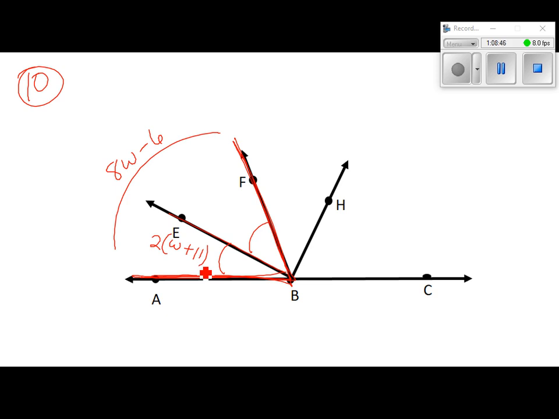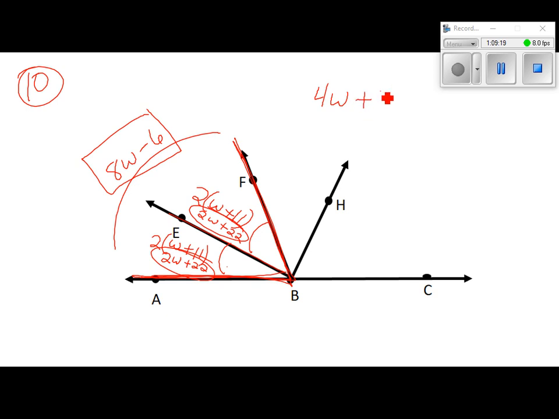Well, if this is 2W plus 11, then that means this one has to be 2 times (W plus 11). If that helps you to shorten this up and distribute stuff out, then go ahead. That'd be 2W plus 22. And this would be 2W plus 22. And to make it even shorter, we know we're going to add this one and that one together and set it equal to this one. So we could collect like terms right now and put in 4W plus 44 has to equal 8W minus 6. Solve that.